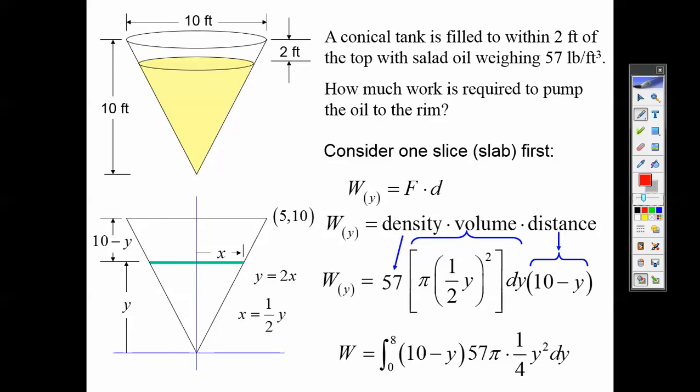And then you would throw in the 10 minus y because you're going to have to lift it over the top of the rim. So if this strip is at y, then 10 minus y would be how far you're lifting it over the top, pumping it out of the tank. And so you have 10 minus y. And then the interval goes 0 to 8 because it's filled to within 2 feet of the top, so the slabs that you're pumping are only from 0 to 8.